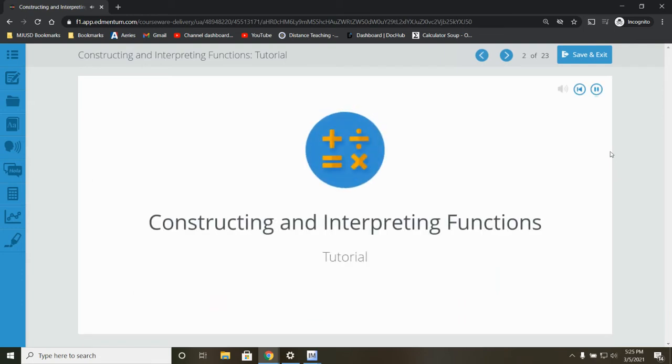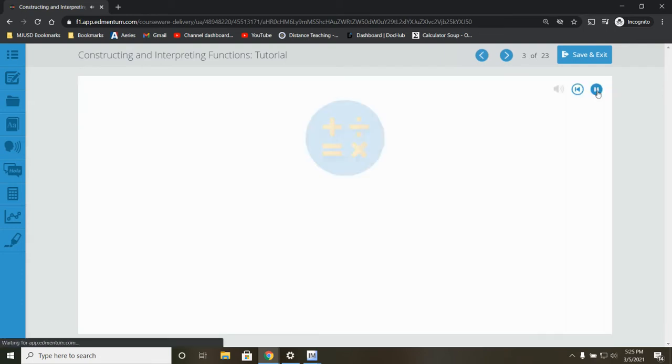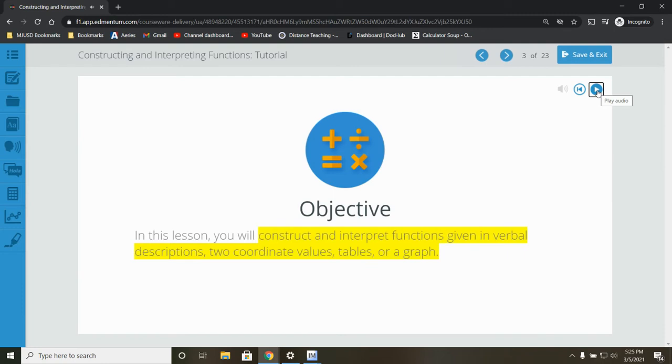Constructing and interpreting functions. Objective. In this lesson, you will construct and interpret functions given in verbal descriptions, two coordinate values, tables, or a graph.